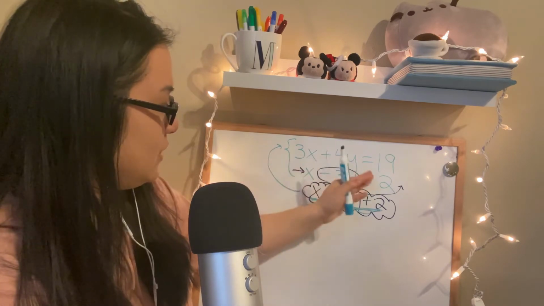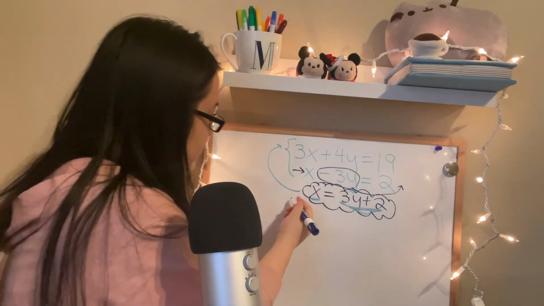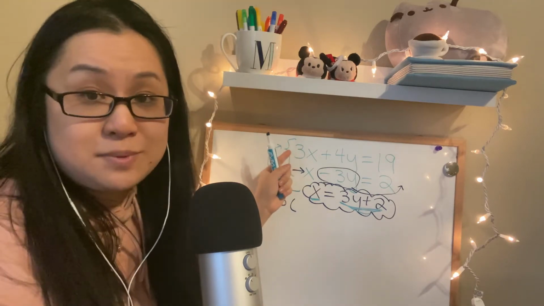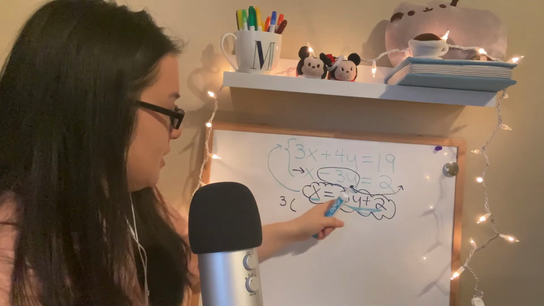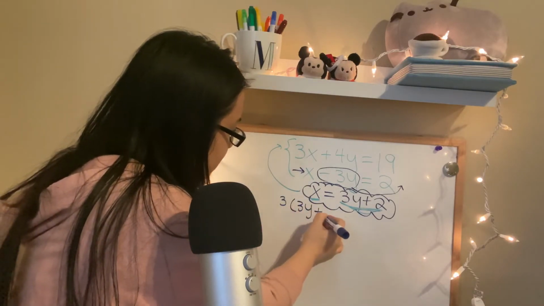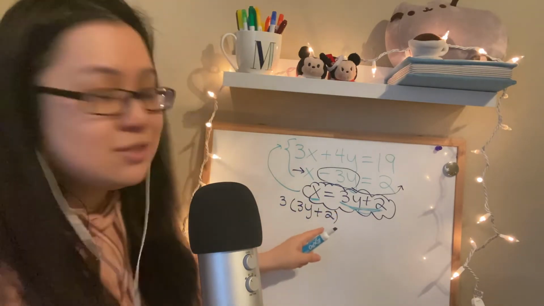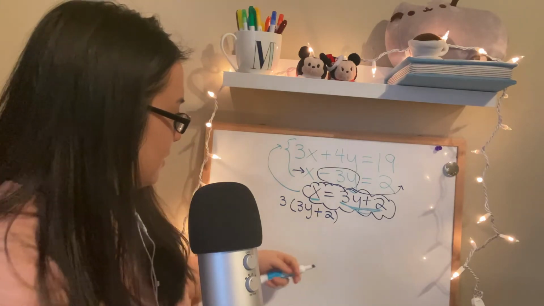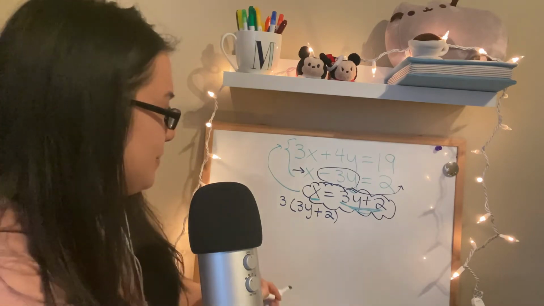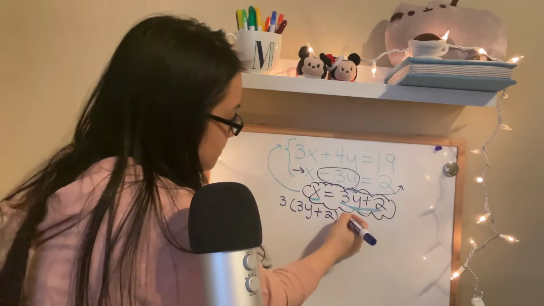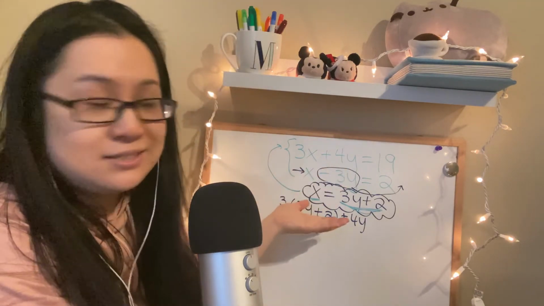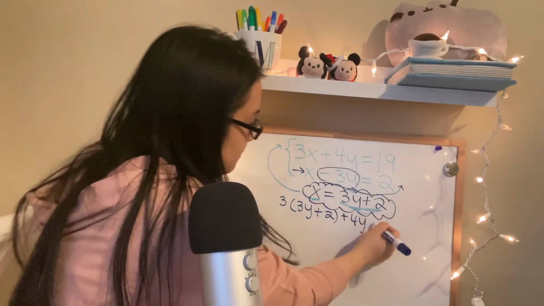So I'm just going to read this across. 3 times x, and I'm going to put in the 3y plus 2 here. Okay, so just plopping in that x. This is the substitution step. Continuing on, I just leave 4y as is, and then equals 19.